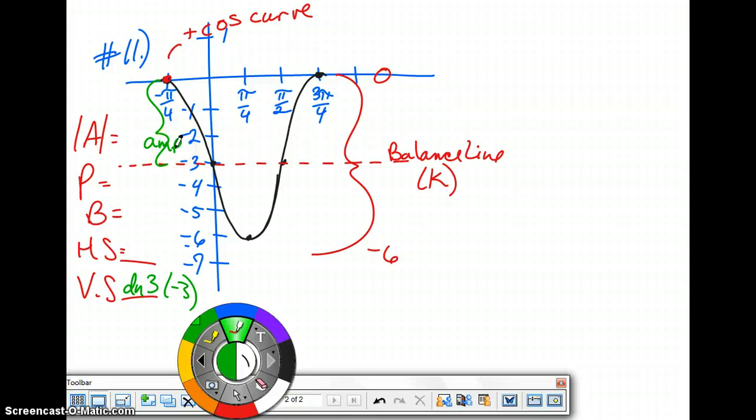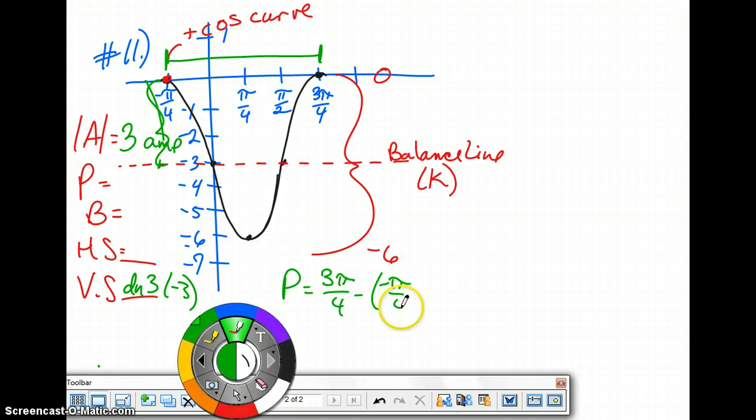So from 0 down to negative 3, we get 3 for our amplitude. Remember, amplitude has to be positive. All right, now we can figure out the period. So remember, do where you end minus where you begin. Our period is going to be 3 pi over 4 minus negative pi over 4.